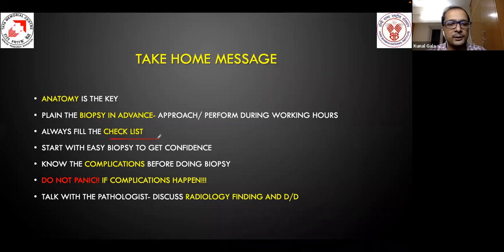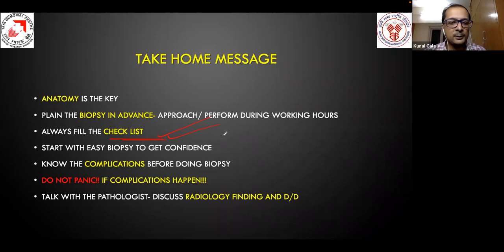Always and always fill in the checklist. This is the most important thing, because with the advent of medico-legal issues coming up on a day-to-day basis, the checklist is the most important, and it can save a lot of doctors these days. Start with the easy biopsy. As said, there is no biopsy which is easy. Just get confidence.